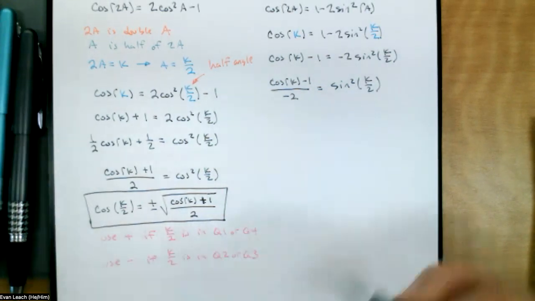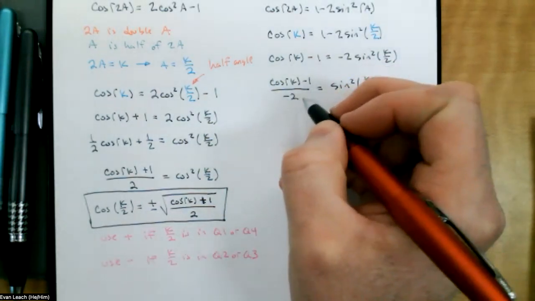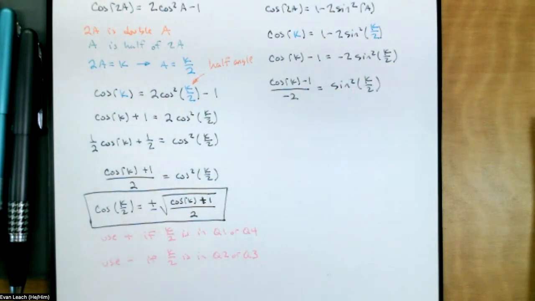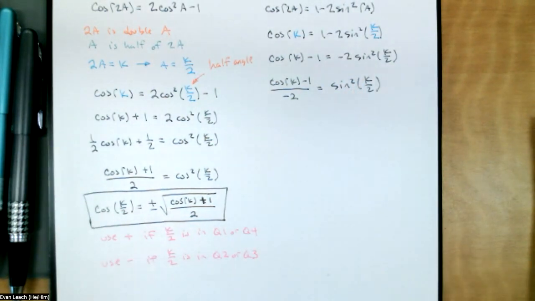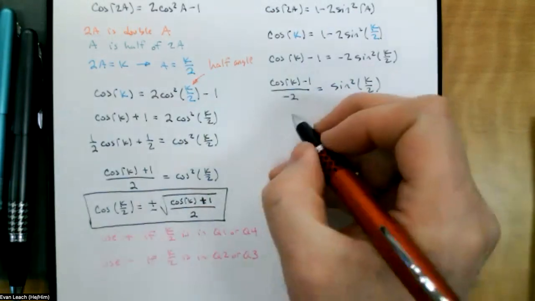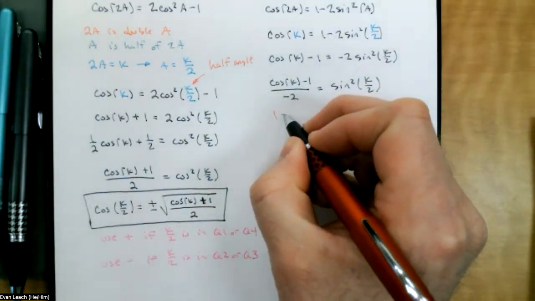So instead of writing cosine K minus 1 over -2, that looks terrible. I don't know if you look at that and see that it looks terrible. But by the time you get through calculus, you look at that and it'll be like, ugh, that looks awful. And everybody else will be like, oh, I know, right? But here in trig, it's like, well, who cares? Dividing by -2. Oh, no. That looks bad. So we're going to change the order.